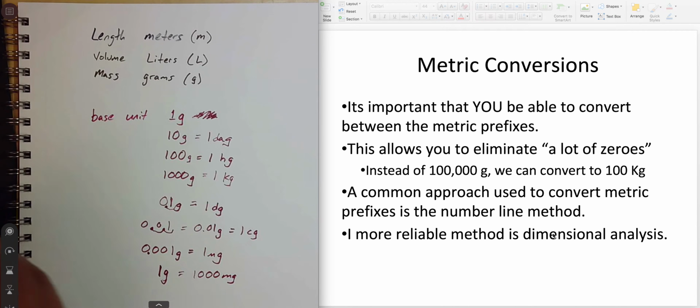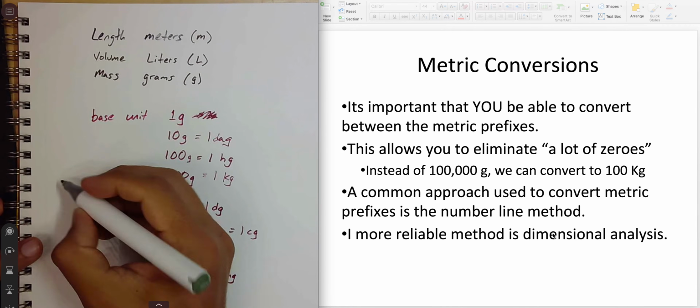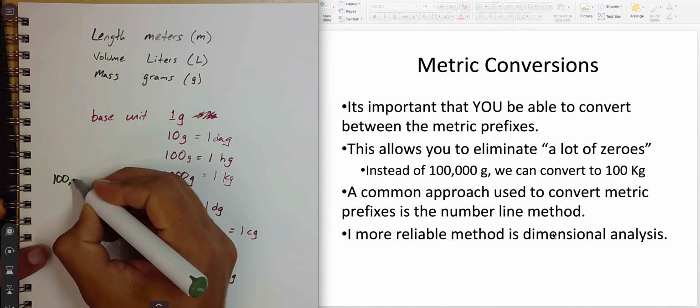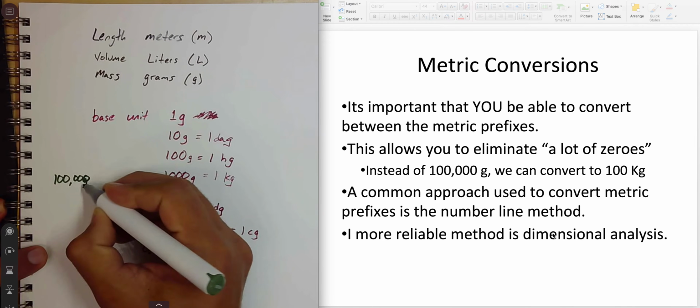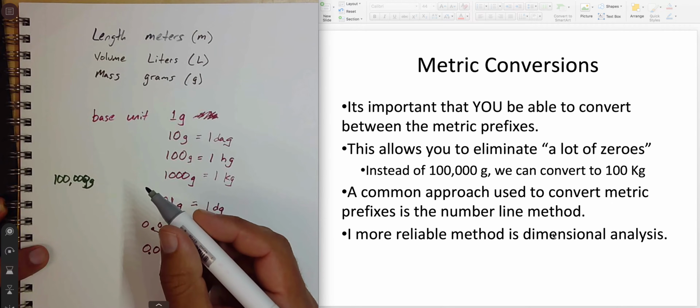And so what dimensional analysis does is, I'm just going to do one real quick without explaining it, but it's going to allow us to say if we have 100,000 grams, that's not an extra zero. If we have 100,000 grams, how many kilograms is this?